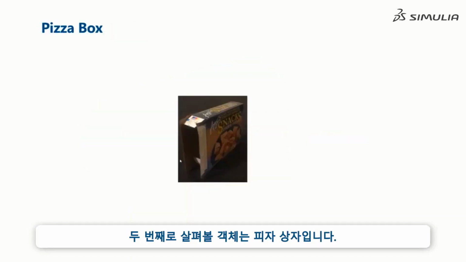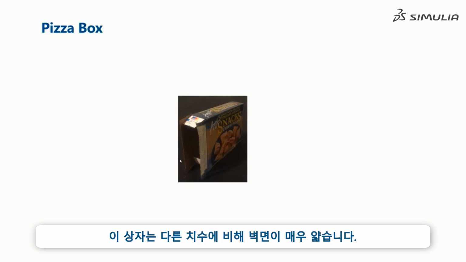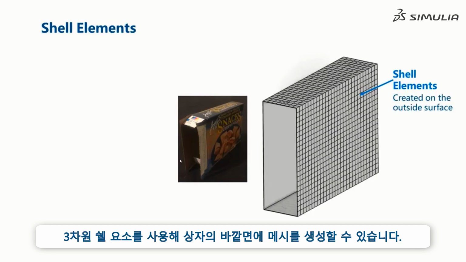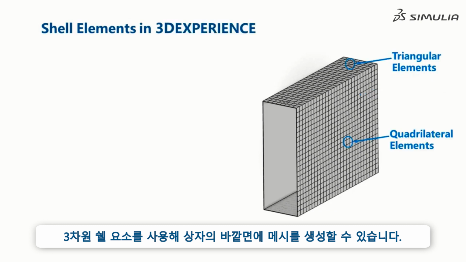The second item we will examine is a cardboard pizza box. This box has very thin walls when compared with its other dimensions. It would be very inefficient to model this box using solid elements. Fortunately, we can mesh the outside face of the box with 3-dimensional shell elements.